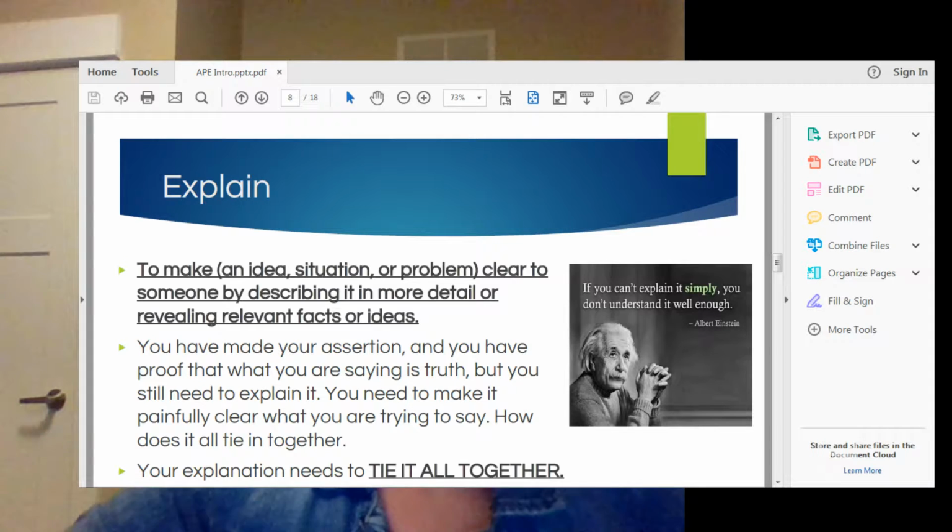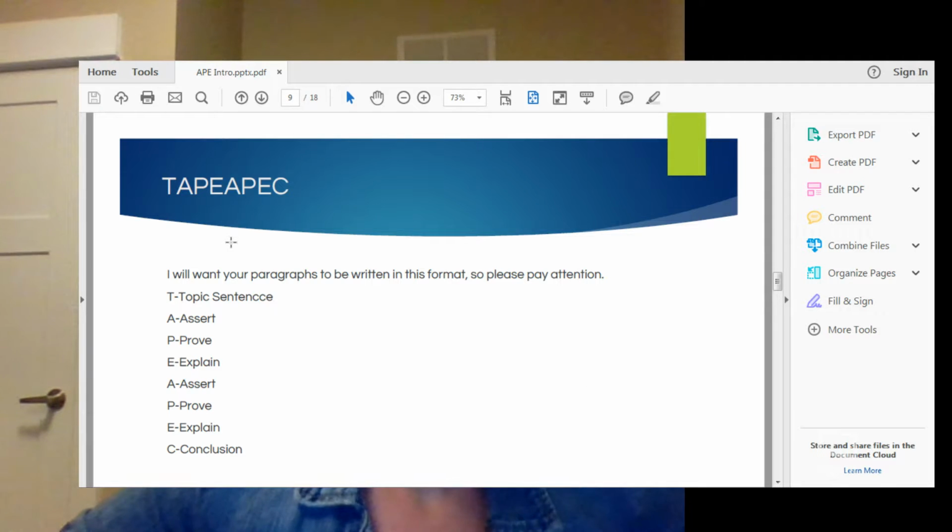Albert Einstein says it best right here: if you can't explain it simply, you don't understand it well enough. And this is where explain comes in. It really ties your assertion and your proof together to make us, as your reader, understand. Great.